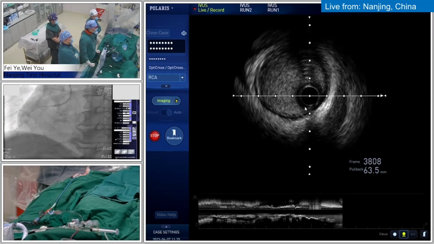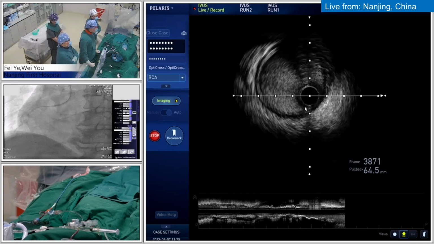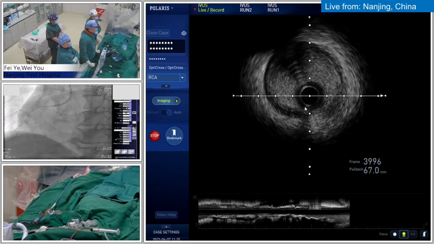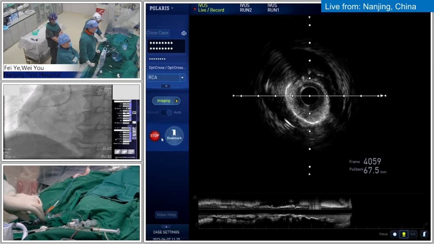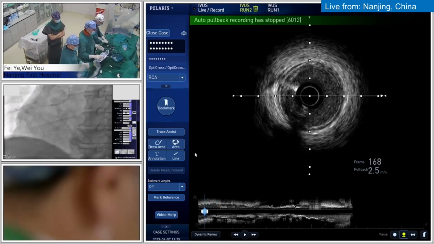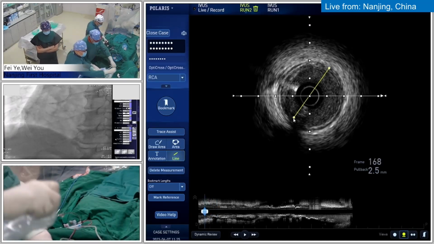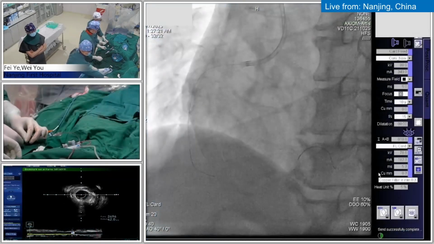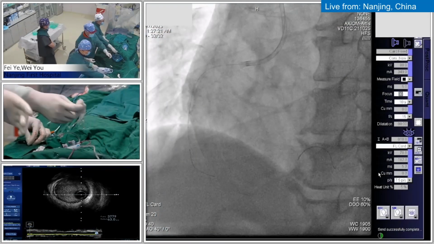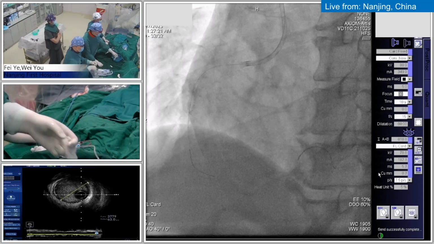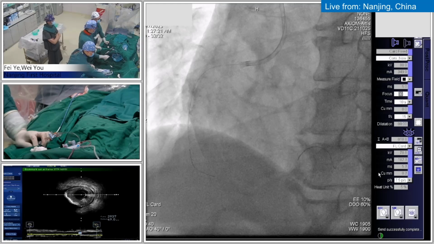Proximal RCA is normal. Okay, we'll stop. So, Doctor, please just measure. We just want to see the heavily calcified site. Oh, for the proximal. Okay, here.